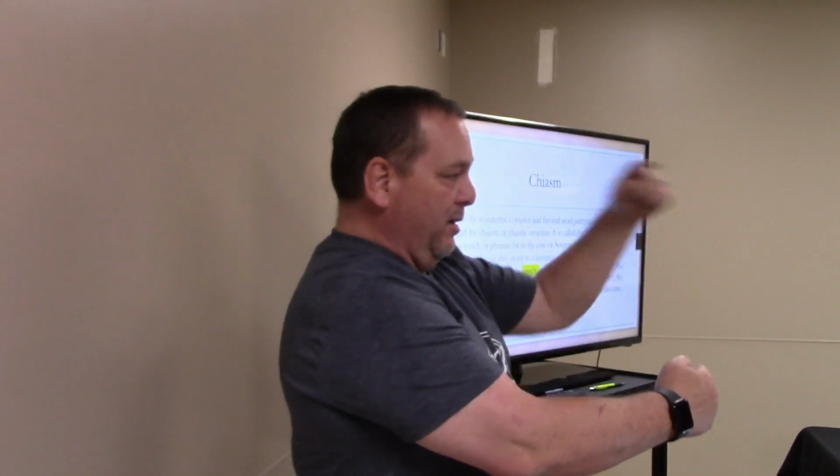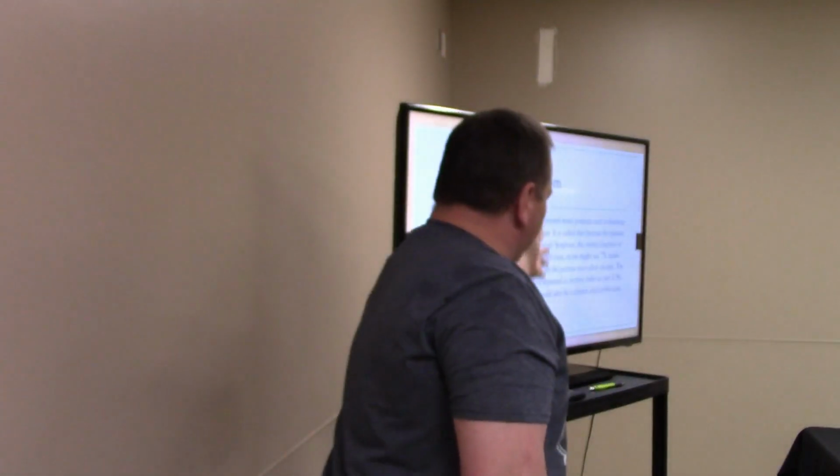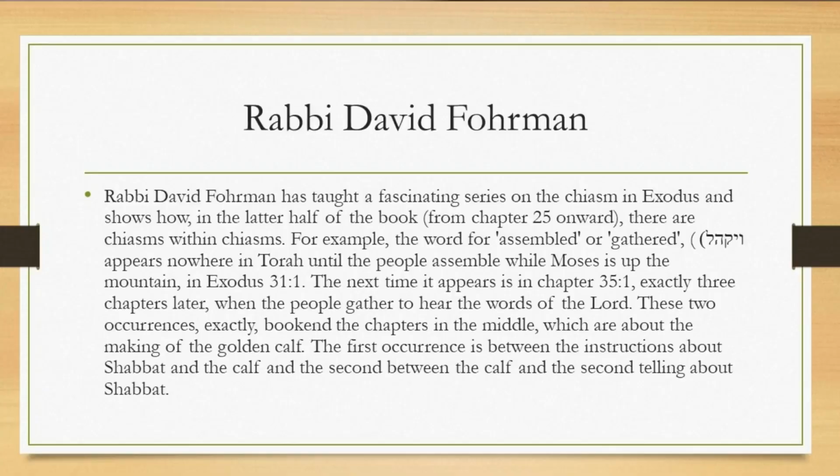And you have patterns like A, B, AA, BB, CC, all the way to the center. I'll explain this a little bit more as we go, but this is just the introduction. So the Atbash is the Hebrew, chiasm is the Greek. I got this from Rabbi David Fohrman and from his book, The Genesis Parsha.